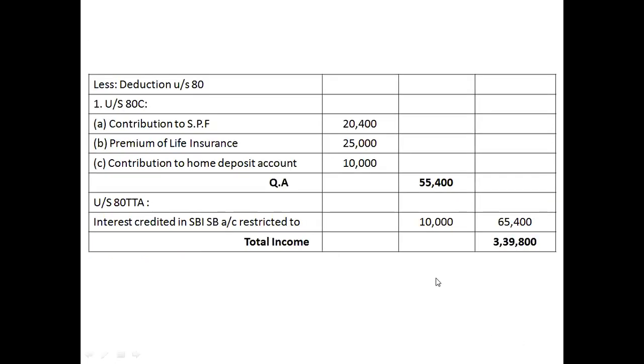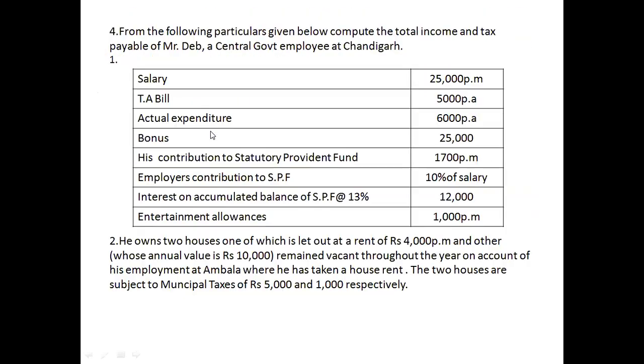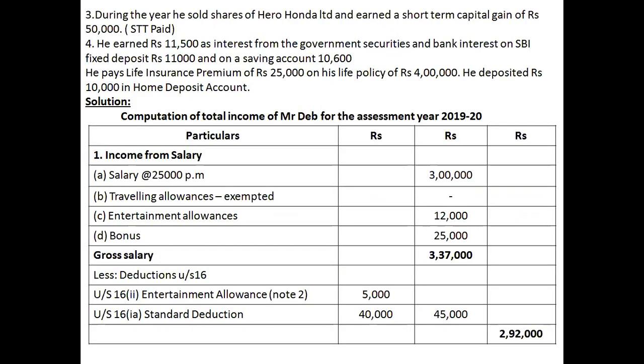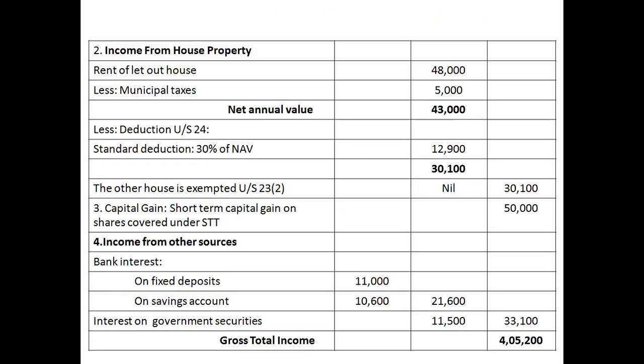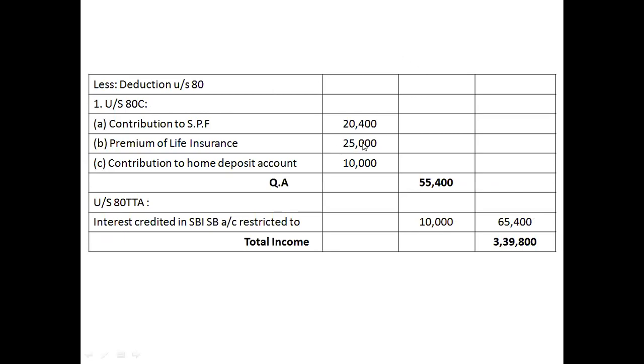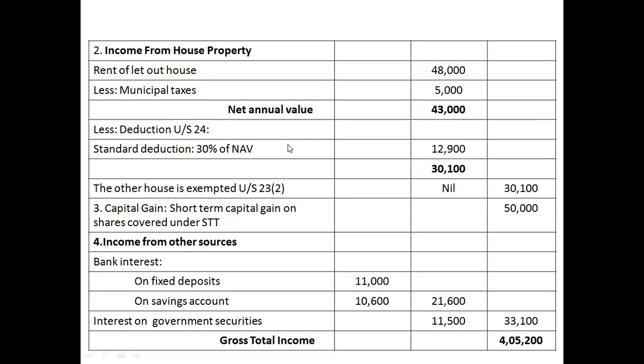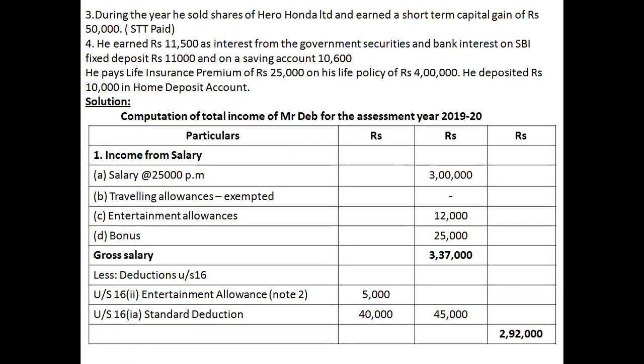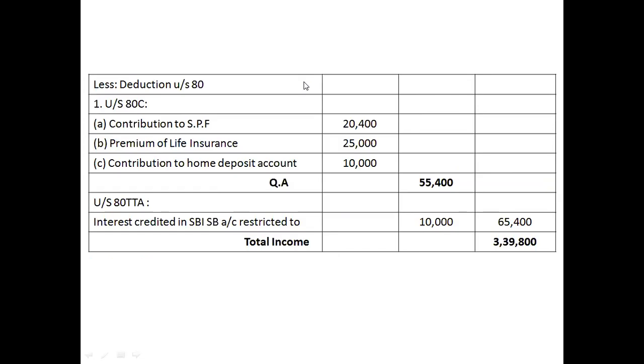Now from this we have to make deductions as per the sections. Under section 80C, as we all know, contribution to SPF is 20,400. This is 10% of salary that we are going to consider, and 10% of your salary comes to 20,400. Then we have the premium of life insurance, which is 25,000 rupees. So we have taken 25,000 rupees.